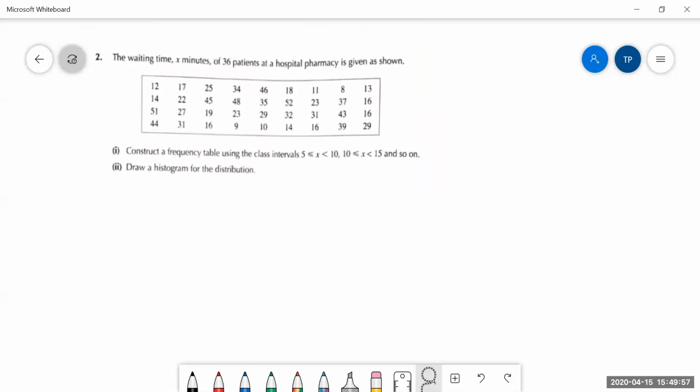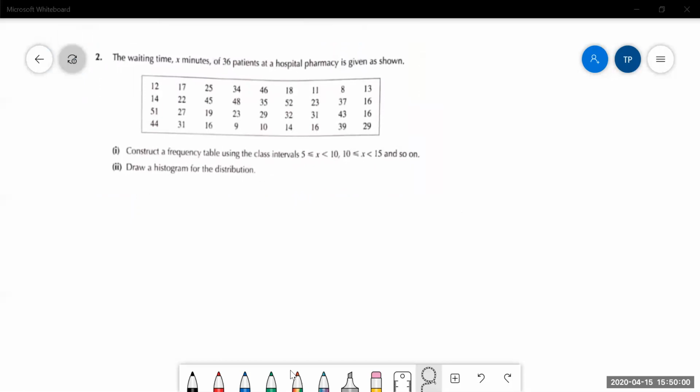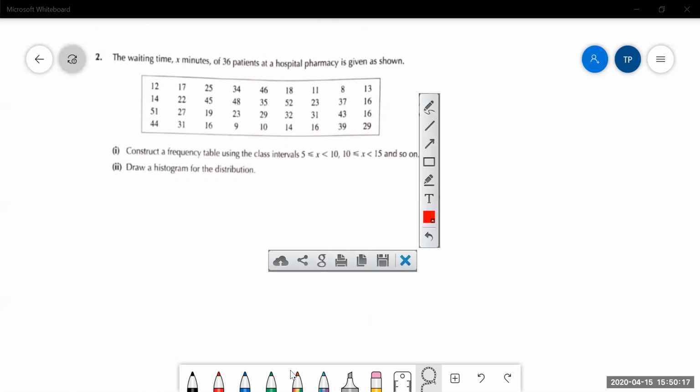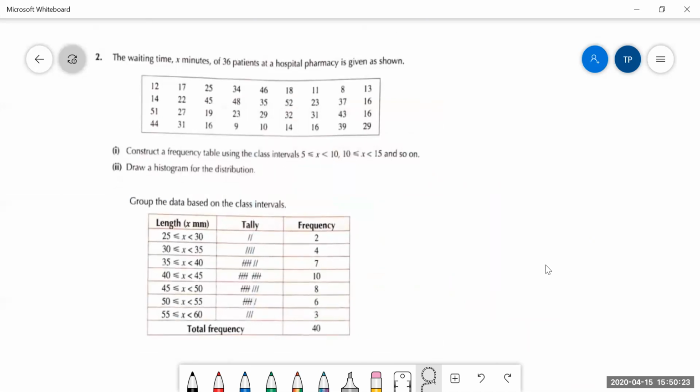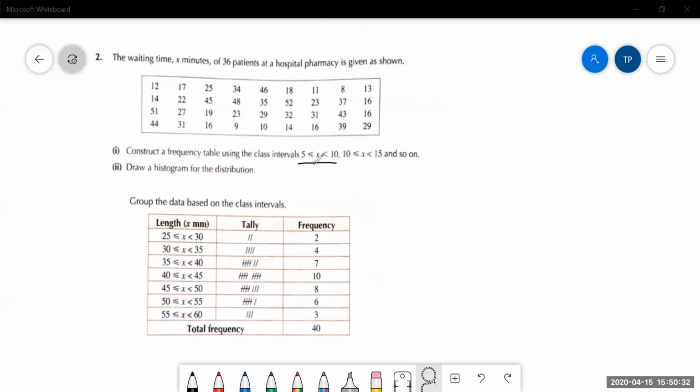Okay, for this one, we have to construct a different kind of frequency table. How different? I'm going to show you. Actually, it was in your book solution, the one that you sent. You see, they say construct a frequency table using the class intervals. That was the one the teacher showed me, but I didn't understand it. Yeah. So just now, the frequency table for the previous question, right?